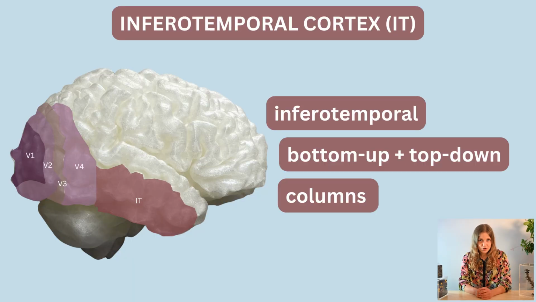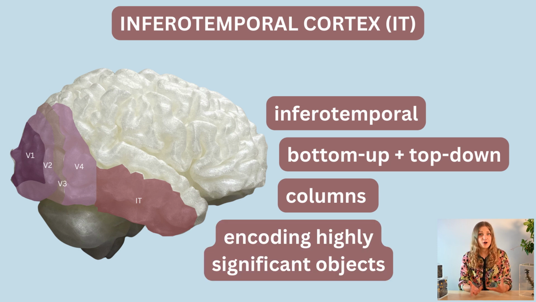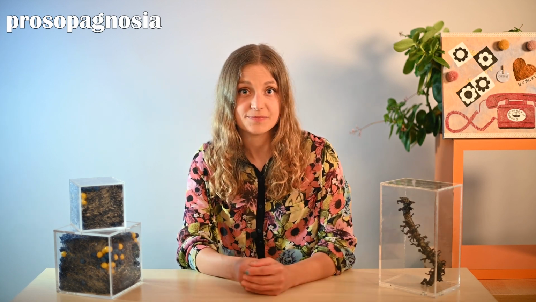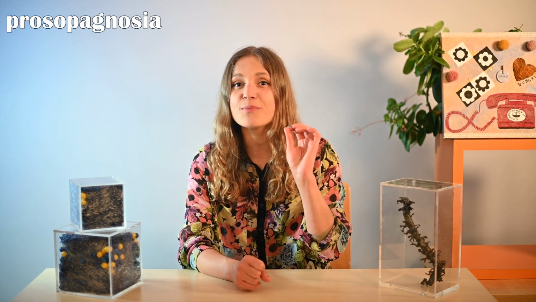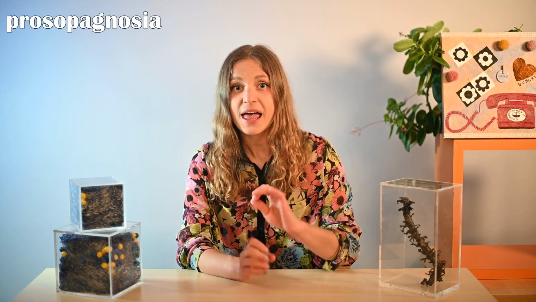Within the inferotemporal cortex, certain neurons are dedicated to encoding highly significant objects like faces and hands. Some neurons are particularly activated by specific views of faces, such as the front or side, and others by facial expressions. An extreme case related to face recognition is prosopagnosia, or the inability to recognize faces, often caused by damage to the small area within the temporal lobe.